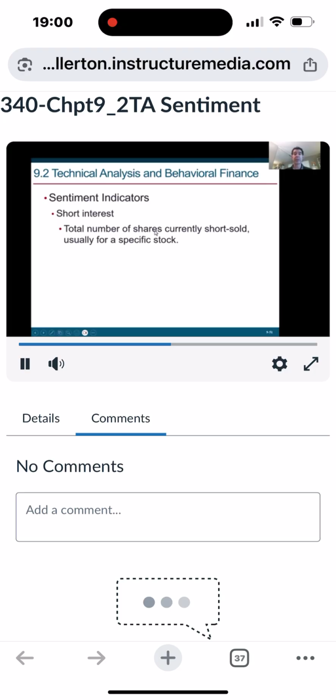Now, if you remember short selling, what is short selling? You have to borrow shares and then you sell them. And what do you want to happen to the stock if you short sell? You think it's going to go down. That's why you short sell, okay?